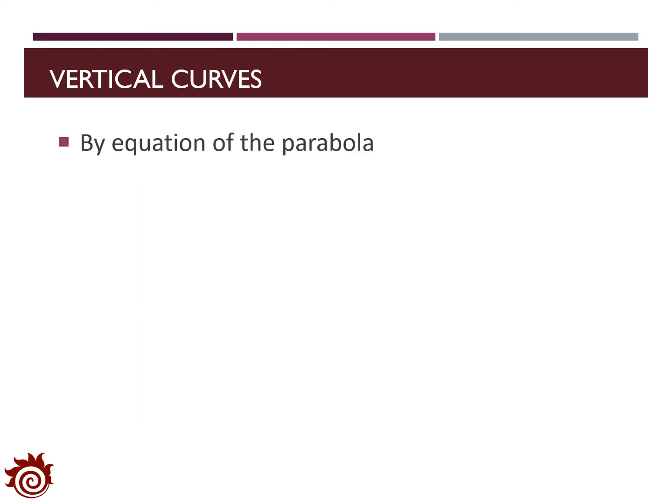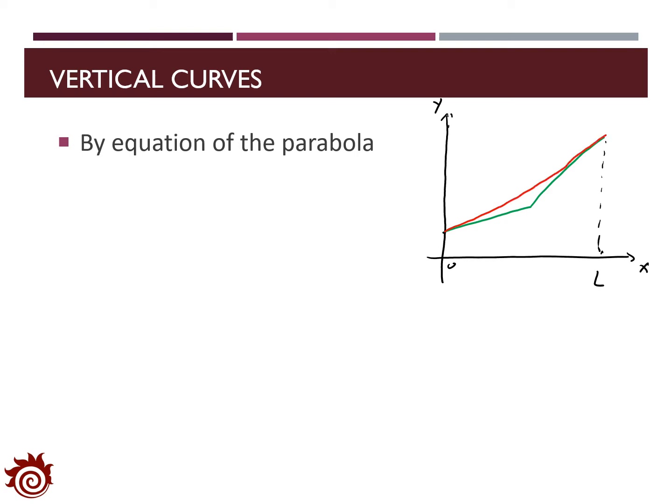The design of the vertical curve can be conducted based on the equation of the parabola, assuming that we have two straight segments with different slope. And we say that the vertical curve should start from the point 0 and end at the point L. And here y is the elevation. And we want to have the curve to connect these two segments smoothly.